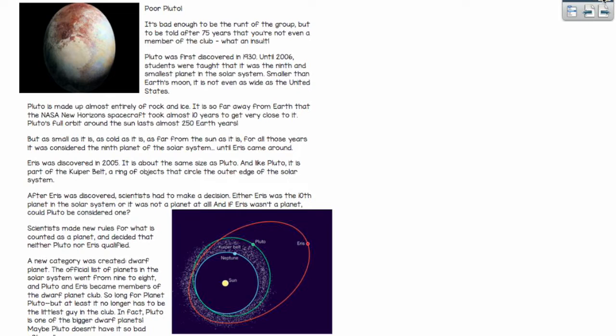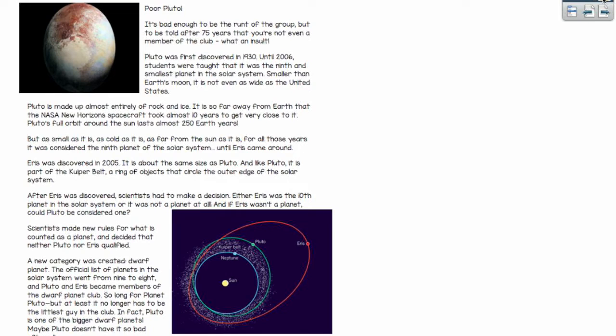But as small as it is, as cold as it is, as far from the Sun as it is, for all those years it was considered the 9th planet of the solar system, until Eris came around. Eris was discovered in 2005. It is about the same size as Pluto. And like Pluto, it is part of the Kuiper Belt, a ring of objects that circle the outer edge of the solar system. After Eris was discovered, scientists had to make a decision.